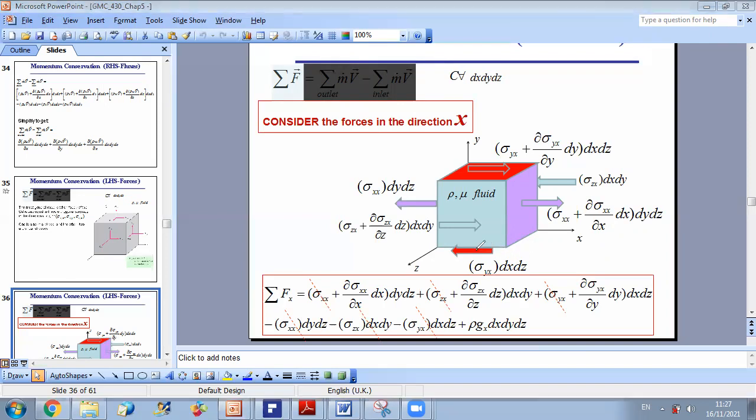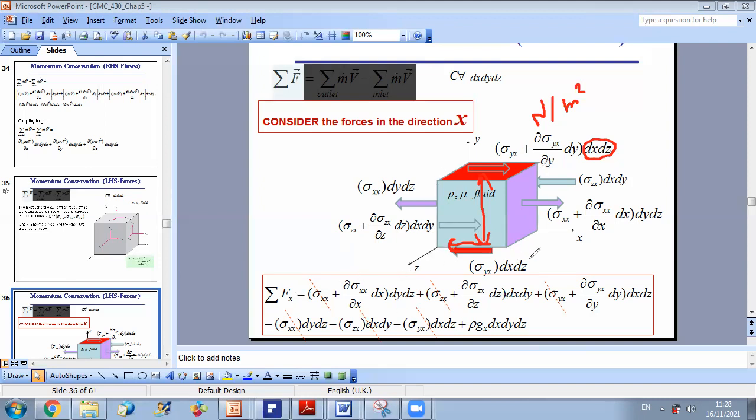if along a certain face I have sigma yx here, for example, then on the upper face, by using Taylor expansion, the value of sigma will be sigma yx plus del sigma yx by del y dy. And you know that the stress unit is Newton per meter square. So to have it in units of Newton, I should multiply by the area of the face.